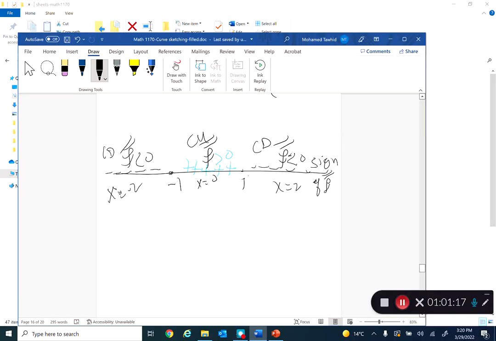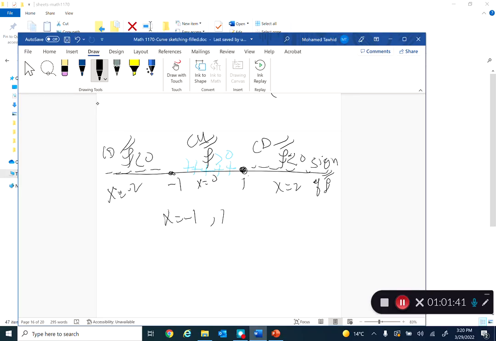The conclusion here is negative 1 is an inflection point? Yes. Is 1 an inflection point? Yes. Those two. So what is my inflection point? Negative 1 and 1 are inflection points, right? Negative 1 and 1 are inflection points because the concavity changed from concave down to concave up.